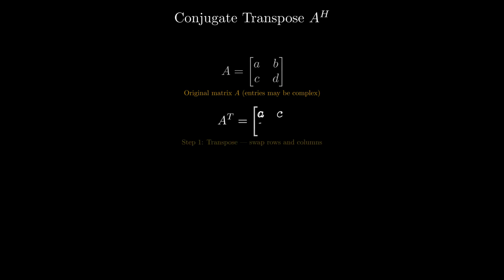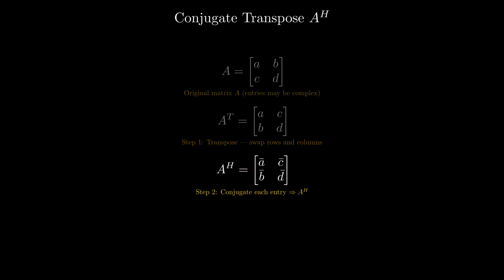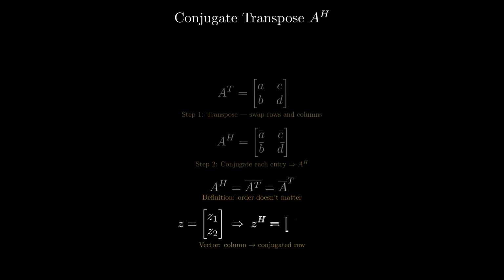This combination, transpose first and then conjugate every entry, is called the conjugate transpose. We write it as A with a superscript H, and we read it as Hermitian, named for the French mathematician Charles Hermite. To apply H to a matrix, we work in two steps. First, flip the rows and columns, that's the transpose. Then put a bar over each entry, that's the conjugate. For a vector, H turns a column into a row, and conjugates each component along the way.